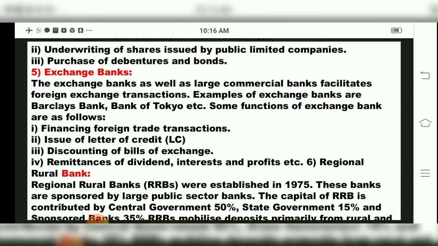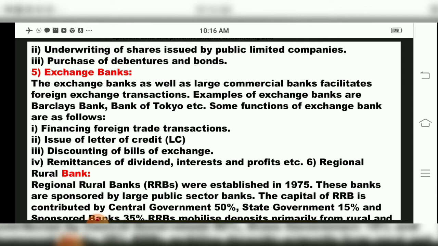See, again I will repeat, we studied about Industrial Development Bank. Now the fifth we will study is Exchange Bank. Now Exchange Bank, what is there? They have told it is as large as commercial banks, so what they do is facilitate foreign exchange transactions. Then Barclays Bank is there, Bank of Tokyo is there. And what are the functions related to a foreign exchange bank? This foreign exchange bank provides finance for foreign trade transactions, meaning if you have an import and export business, for example, children. So this foreign exchange bank will help you by converting the money into foreign currency, which will be helpful for your import and export business, children.